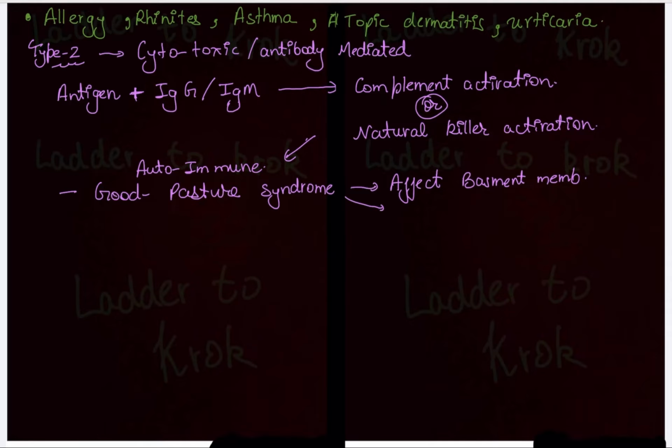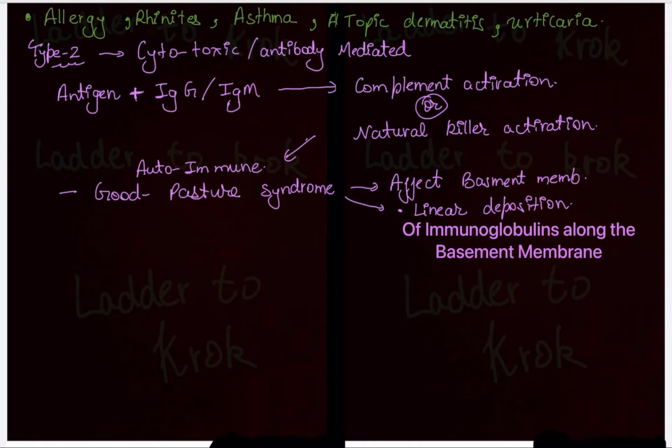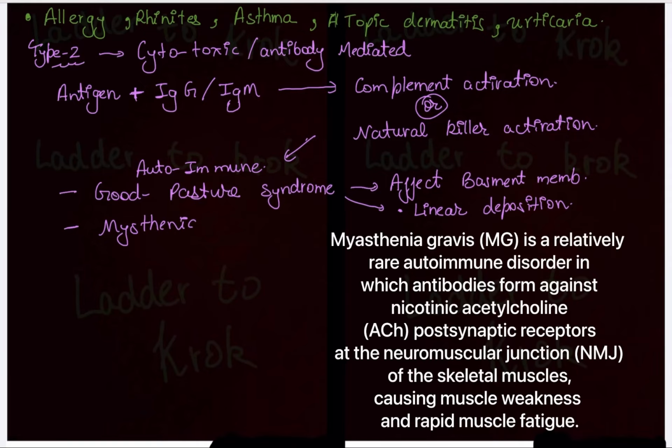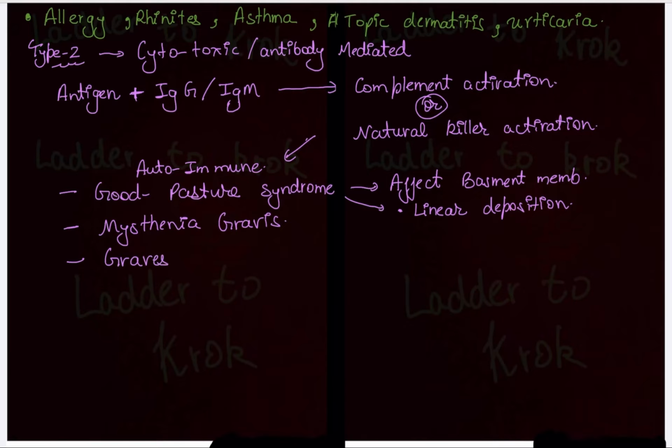And what we will see in Goodpasture syndrome is linear deposition. We will see linear depositions of these. It affects the basement membrane. That's Goodpasture. Another one is, as we all know, myasthenia gravis. Another one is Graves' disease. You know what this Graves' disease is?